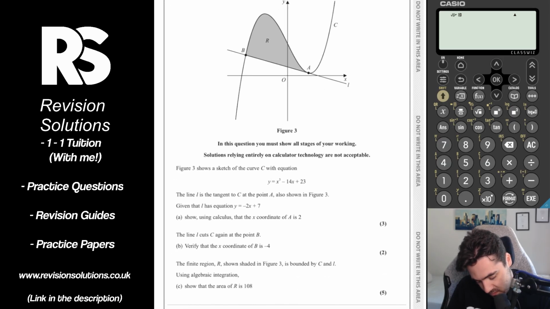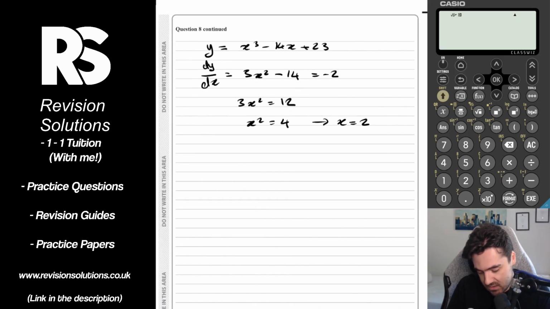Good. Moving on, the line L cuts C again at the point B. Verify that the x-coordinate of B is minus 4. Well, B is just where our tangent intersects the curve. So that just means the y-coordinate at that point should be the same on both equations. So if we sub in x is minus 4 into both, and it gives the y-coordinate to be the same for both, it must be the point of intersection.